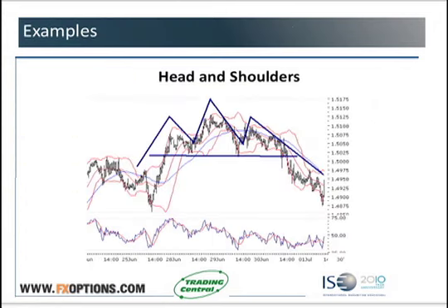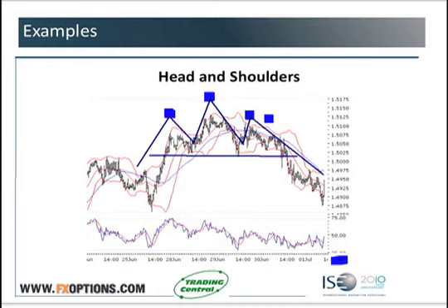Here is an example I found on a very short-term basis, on a 30-minute chart. This is not a perfect head and shoulders, but you can see a very nice head and 2 shoulders. The second one lasts a little bit too long for a perfect head and shoulders pattern.